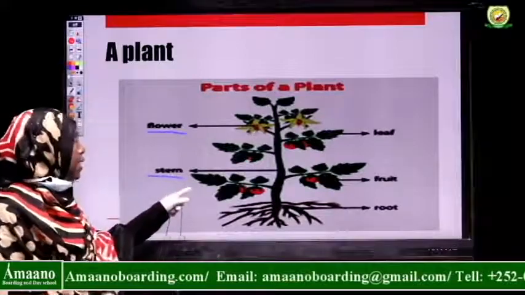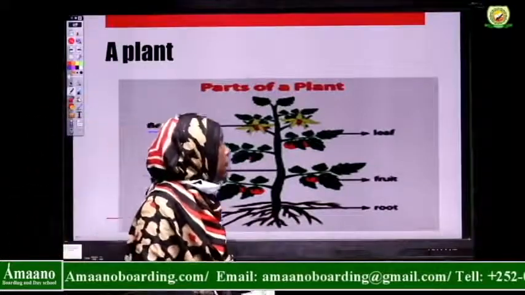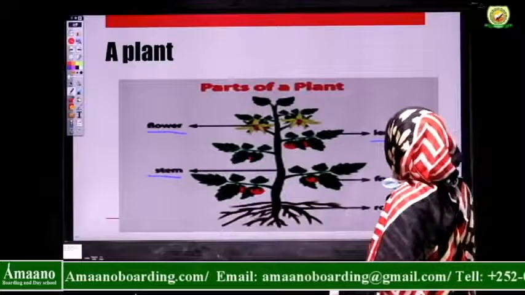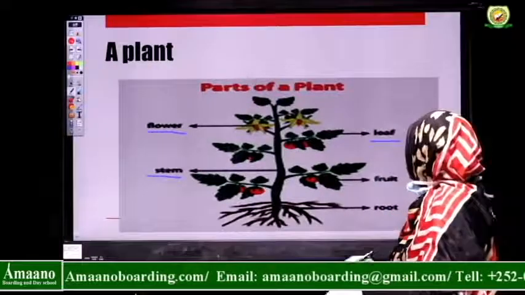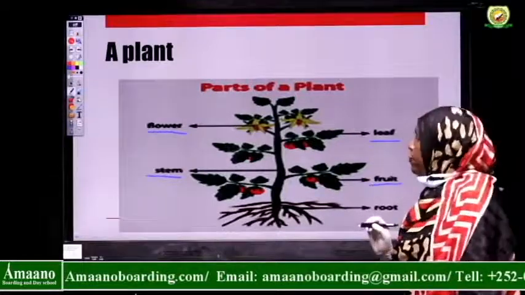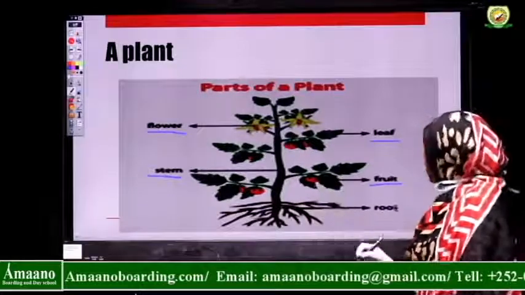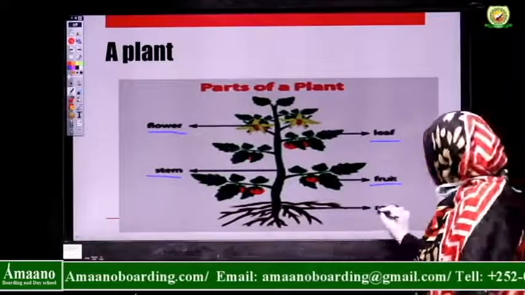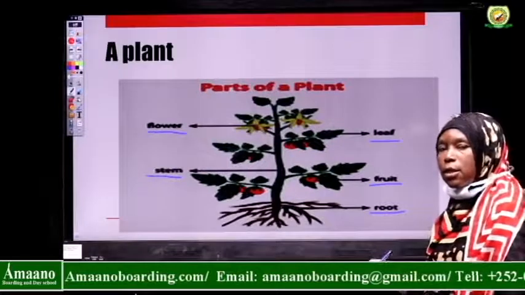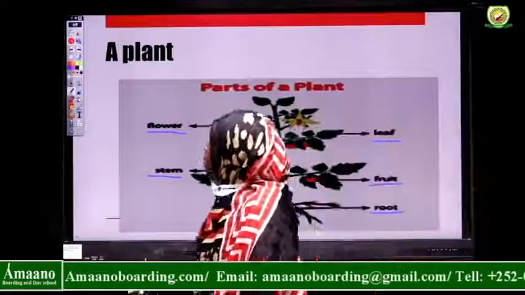Which part of the plant is this? This is the stem. Number three, we have the leaves. Which part of the plant is this, children? The leaves. And then we have number four, the fruit. Which part of the plant is this? The fruit. And then lastly down there, which part of the plant is that? It is the roots. Roots always grow deep down in the soil.